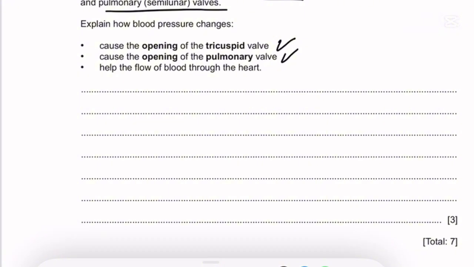Okay, so it's very simple. The opening of the tricuspid valve happens when there's a high pressure in the atria and low pressure in the ventricles, because here they're asking us to compare the blood pressures in the heart. So there's a high pressure in the atria, low pressure in the ventricles, causing the opening of the tricuspid valve, and then the semilunar valve or pulmonary valve is going to open when there's a high pressure in the right ventricle, and obviously a low pressure in the arteries and low pressure in the atria in general because they're in diastole. So that's the reason.